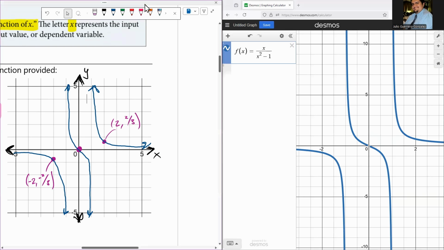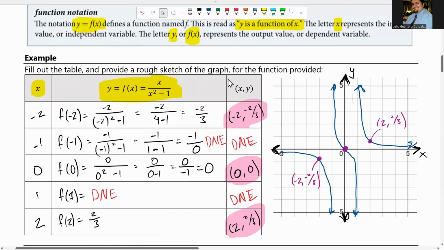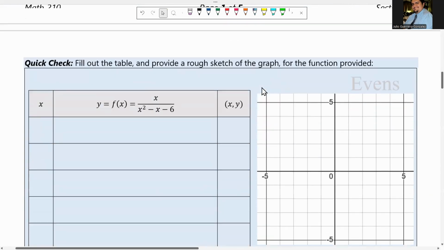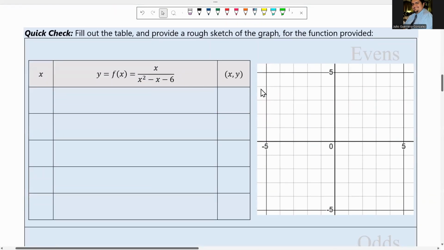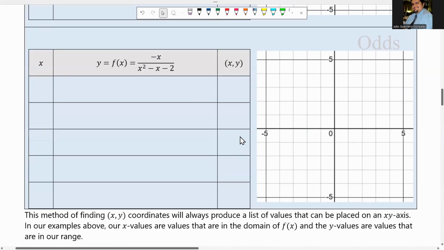We're getting somewhere. We're cooking. So what I want to do now is, in class, this is going to be your very first quick check for this class. There's a problem here. Evens will do this one. Odds will do this one. I want you guys to replicate basically what I did, with 2 separate functions, and at least provide me the graph, and we'll come together and share our results after that.